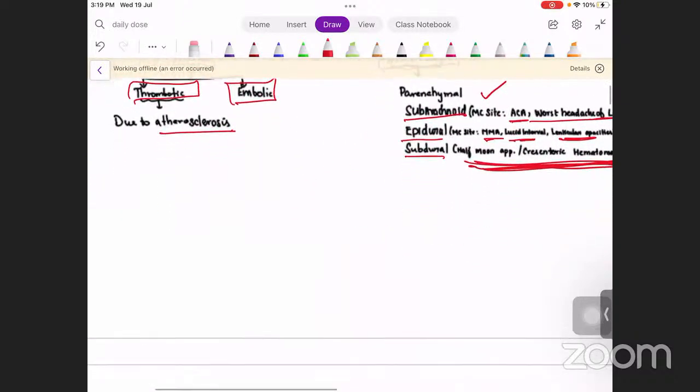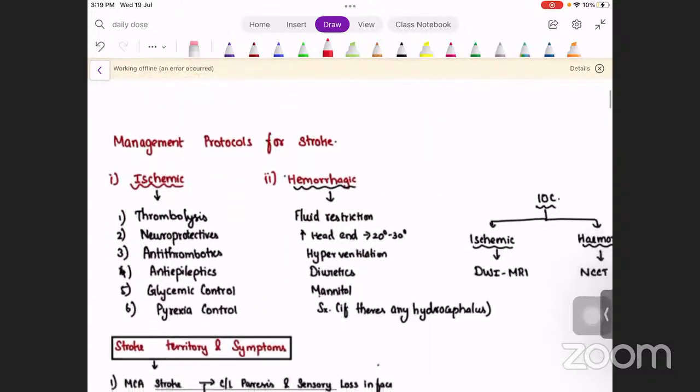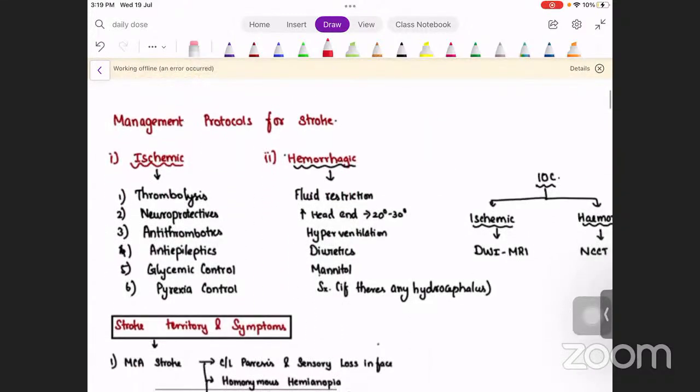Is this an SDH, EDH, or SAH, or it may be due to parenchymal damage, where the blood has oozed out and the patient is getting a stroke. These are the ones you may see in the case of the hemorrhagic causes of stroke. Okay. Now, speaking about the management of stroke, people, this is kind of like a management.